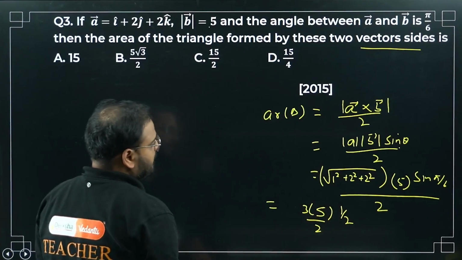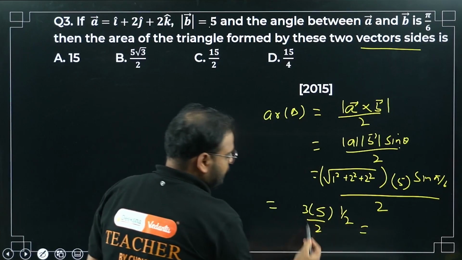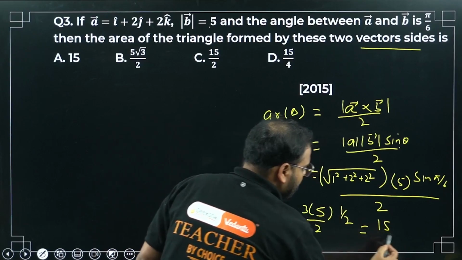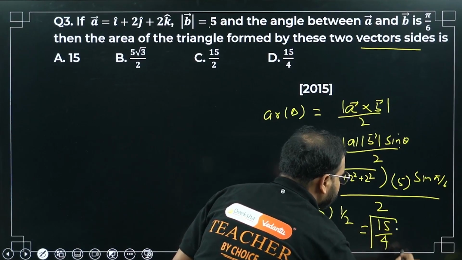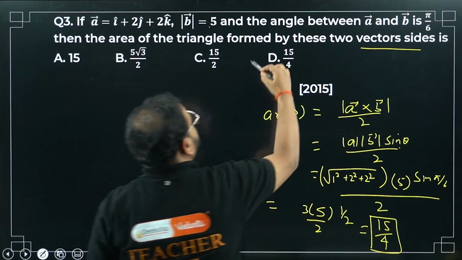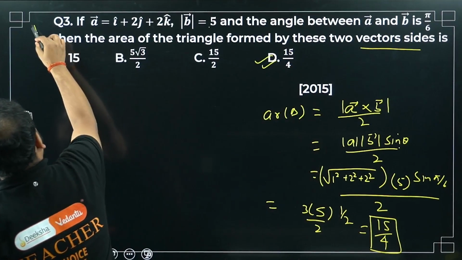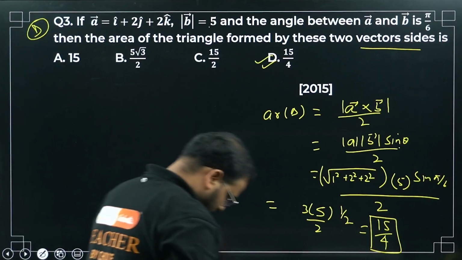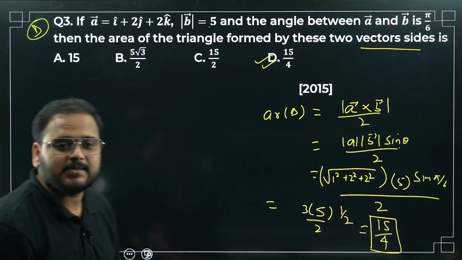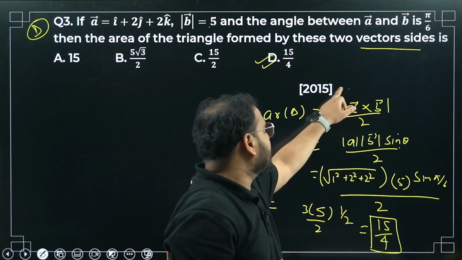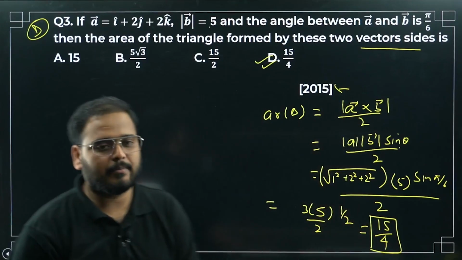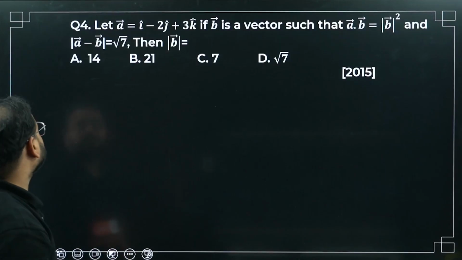What is my final answer? My final answer is going to be 5 into 3, 15, and 2 into 2 in the denominator, so 4. Option number D, sir. Option number D is the correct option. Please check. Yes, simple enough. This was asked in the KCET examination. Simple problem.